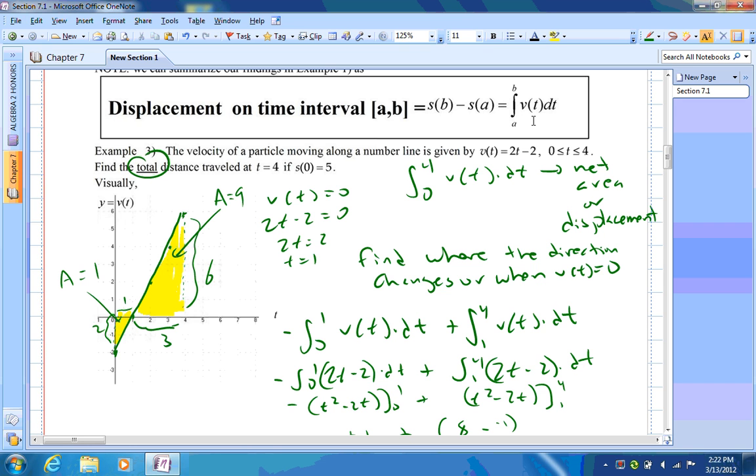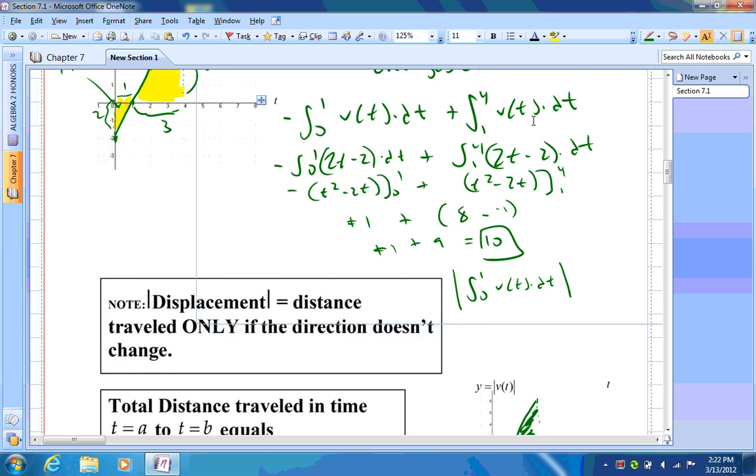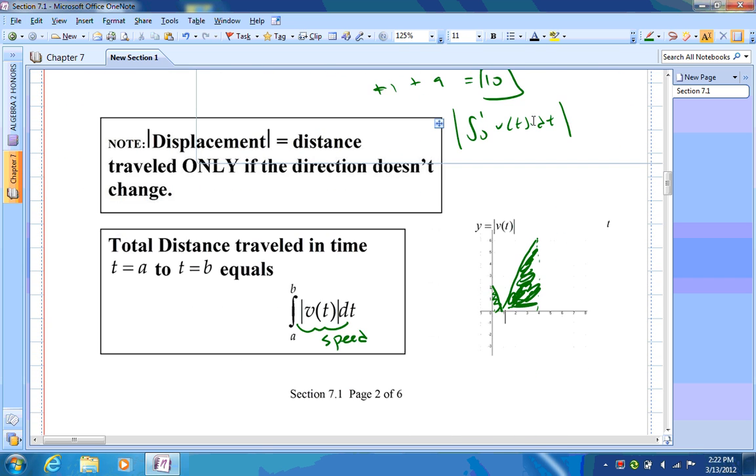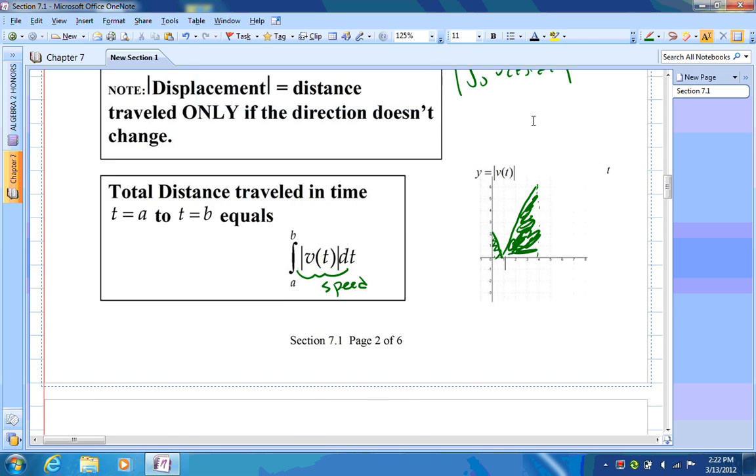But just keep in mind that you don't want to integrate from 0 to 4 in this case, because the particle changed direction at t equals 1. So we do two separate integrals, one for the negative area, one for the positive area. Or you could take the absolute value of the velocity function, find the value of the integral numerically, and that would work too. Okay, so hopefully this makes sense, and we can pick up on page 3 when we meet again.